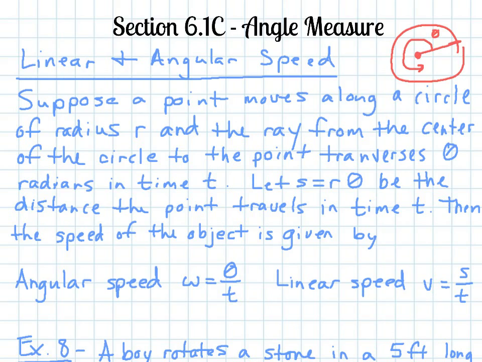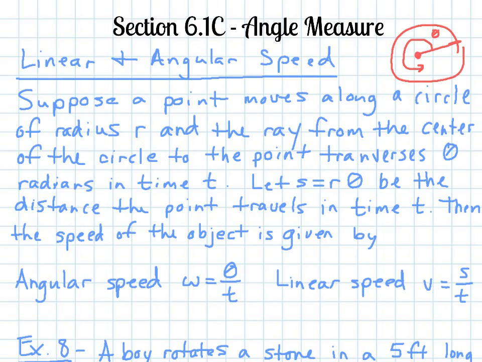So let's say s is equal to r theta, so that's the arc length formula that we had the other day. Let that be the distance the point travels in time t. Then the speed of the object is given by the following two formulas. So we can map it two different ways.